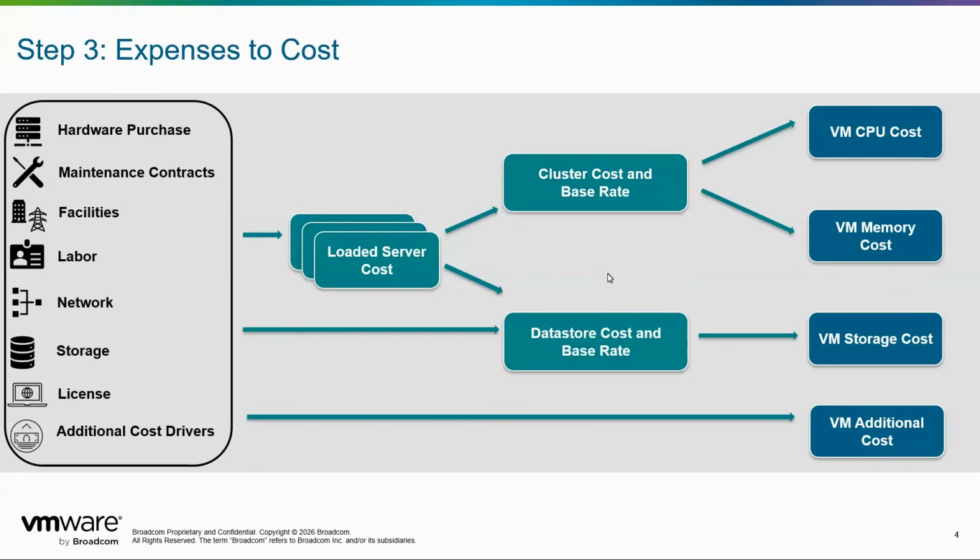So you saw me go in and configure my cost drivers, right? I have my hardware, my facilities, my labor, all of my network costs here. What's happening in the background at VCF is that it's using those numbers and assigning costs based off of your loaded server costs, your clusters, your base rates. It's taking your data stores and pushing all of this out, and you're getting your cost per CPU, your memory costs, your storage costs, your additional costs. All of that is happening in the background so that we can see what our resources are costing, all the way from a cluster to a VM level.